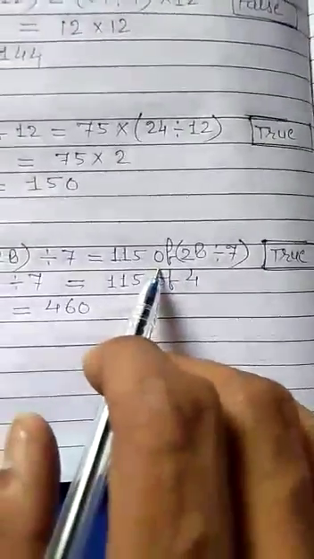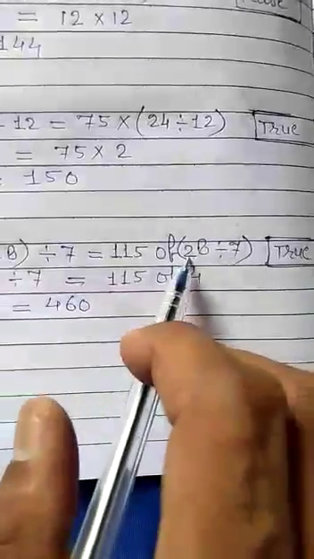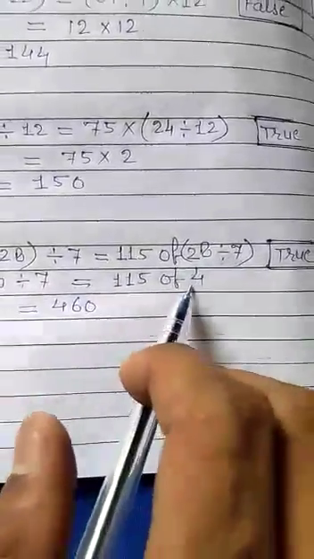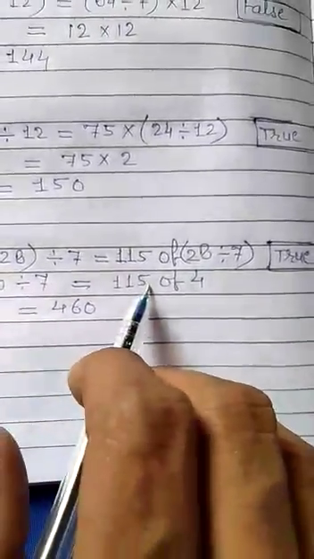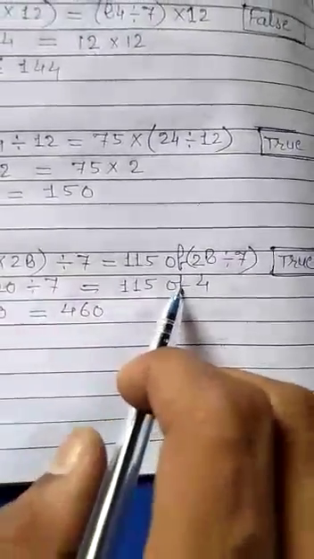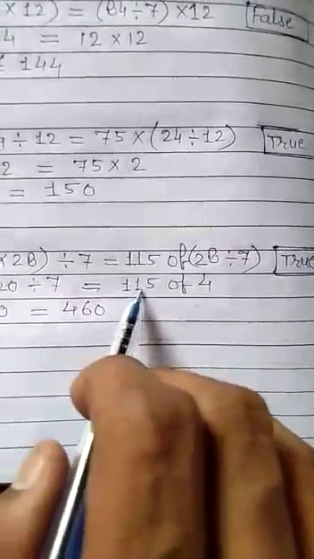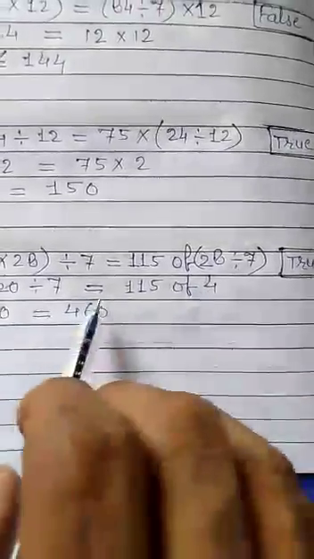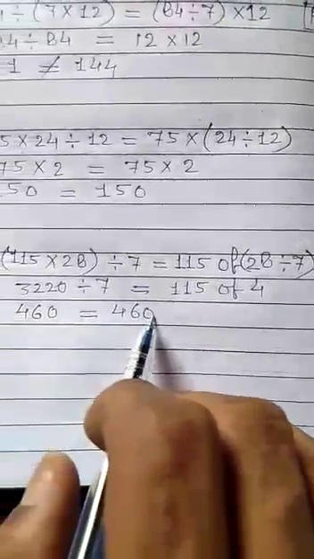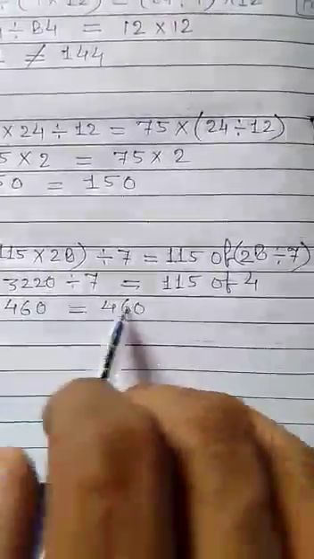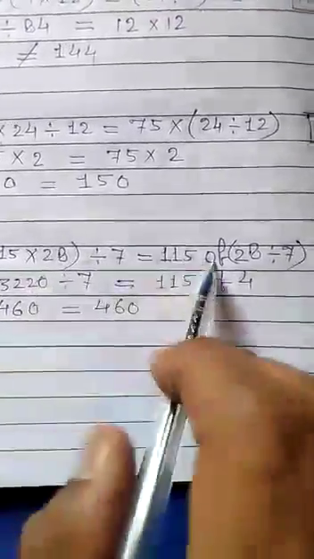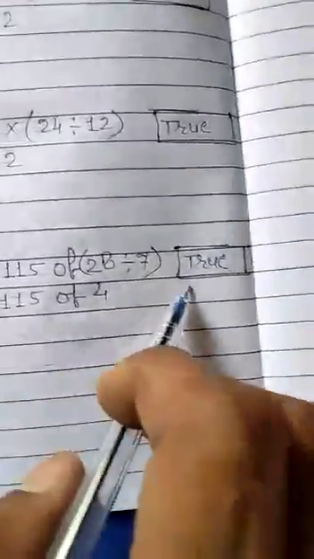In the second equation we will solve 28 divided by 7 first, and it will be 4. Now 115 of 4. Of means multiply, so we will multiply 115 by 4, and it will be 460 also. So these are equal, the statement is true, so we will write here true.